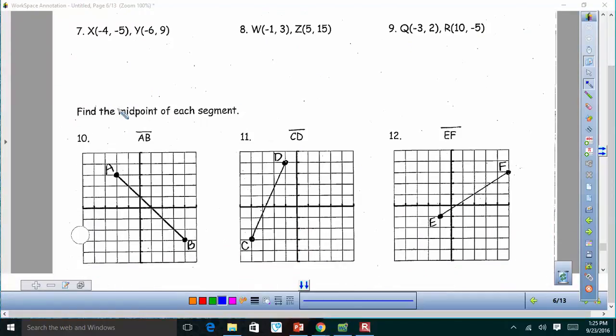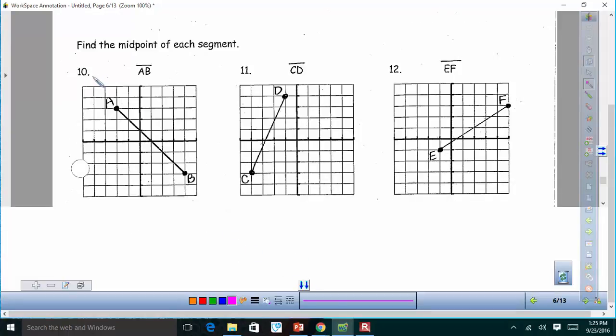So here they want us to find the midpoint of each segment. What are we going to have to do before we plug into the midpoint formula? You have to find your points. So A, from the origin, I would have to count left 2 and up 3. So that would be a negative 2, 3. And then for b, I would have to count to the right 1, 2, 3, 4, down 3. So that would be 4, negative 3.